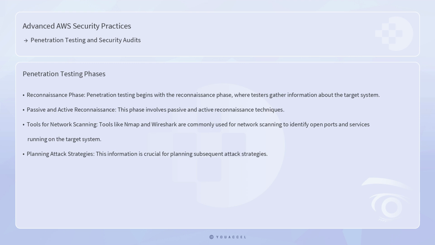Penetration testing begins with the reconnaissance phase, where testers gather information about the target system. This phase involves passive and active reconnaissance techniques. Passive reconnaissance includes activities like searching publicly available information, while active reconnaissance involves directly interacting with the target system to gather data. Tools like Nmap and Wireshark are commonly used for network scanning to identify open ports and services running on the target system. This information is crucial for planning subsequent attack strategies.